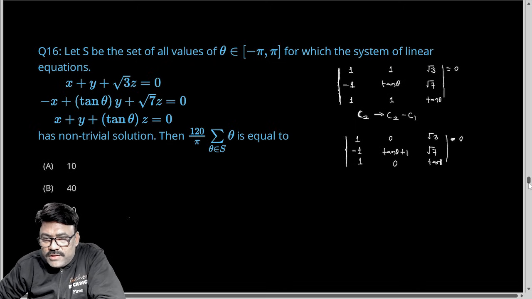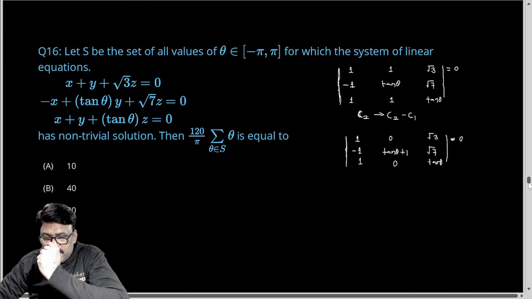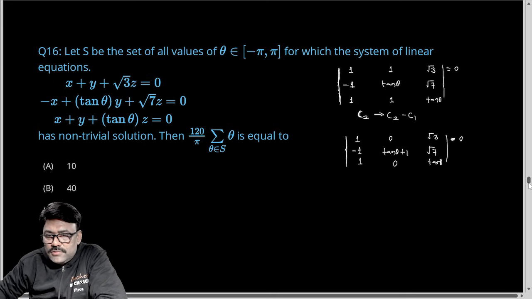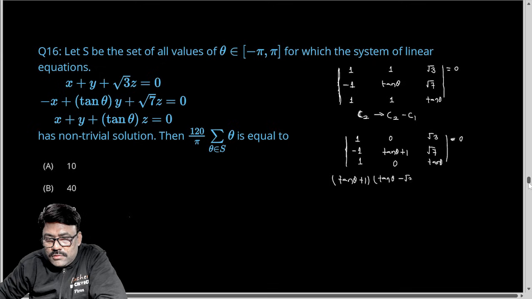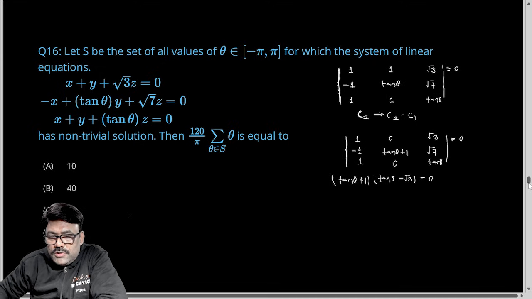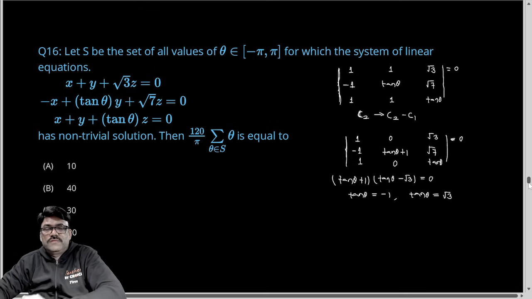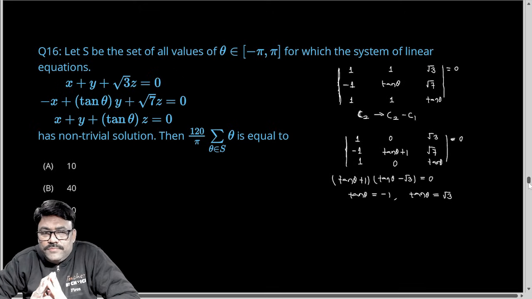So if I expand this determinant using the second column, I will get tan theta plus 1 times tan theta minus root 3, because the other terms disappear. So there are two possibilities: tan theta is minus 1, or tan theta is root 3.